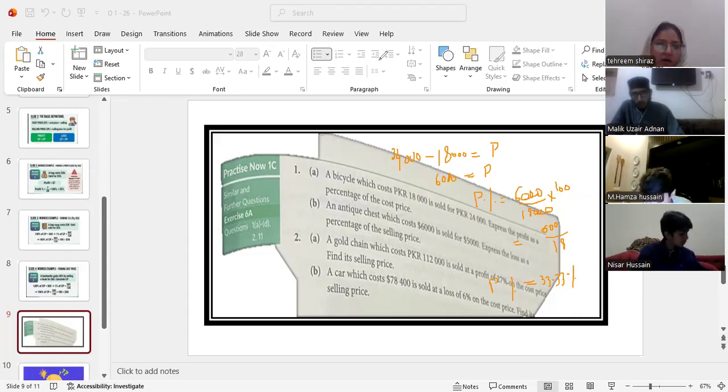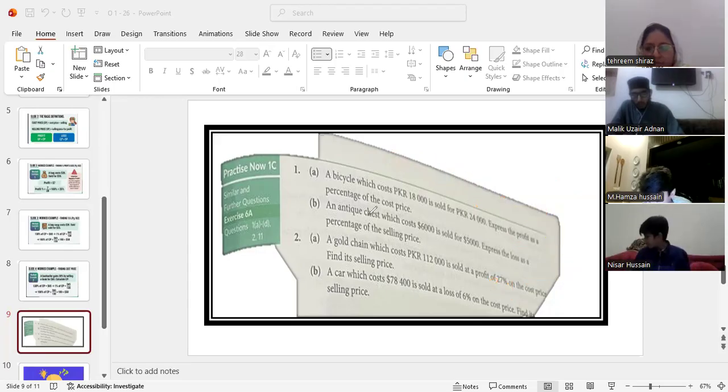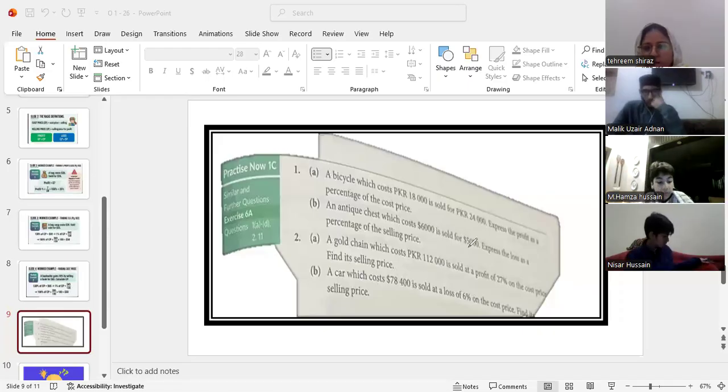Okay. Now coming towards question number 1, part B. An antique chest which cost 6,000 is sold for 5,000. Express the loss as a percentage of the selling price. He has already given us that this is the loss on the antique chest.